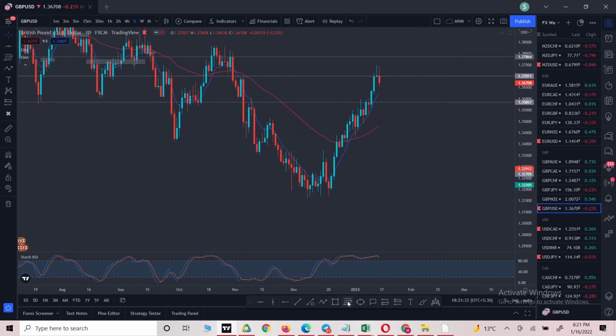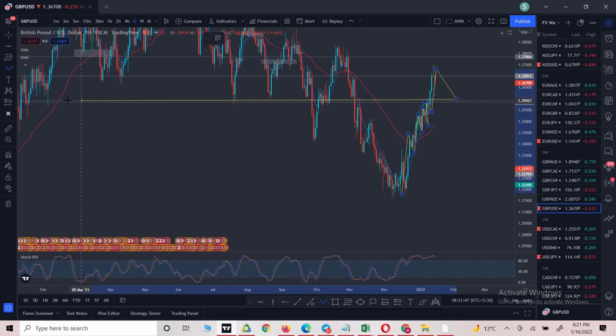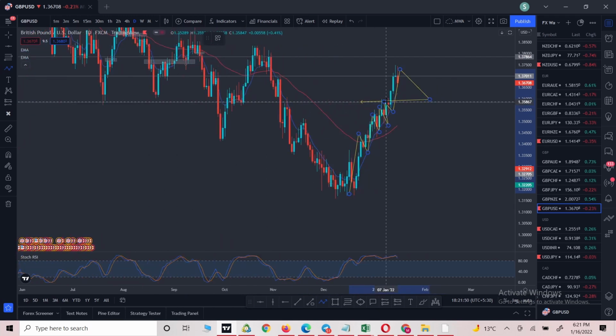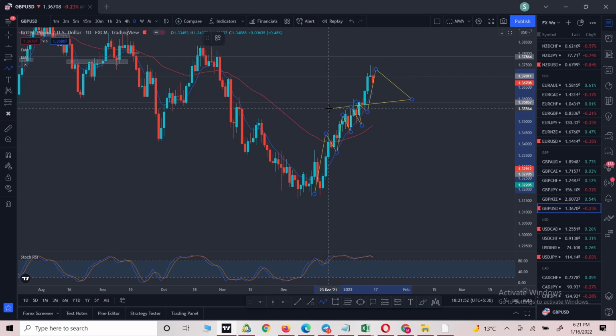GBPUSD also very bullish. Starting from here, we have the high low, high low, high low. Right now the price has broken and closed above the previous high, so we are bullish, and right now we are going to wait for a retracement into the recent broken zone. Also, we can say this is going to be a very strong zone. Before it was a resistance, but now the price broke and closed above this, so this area is going to act as a support to the price.